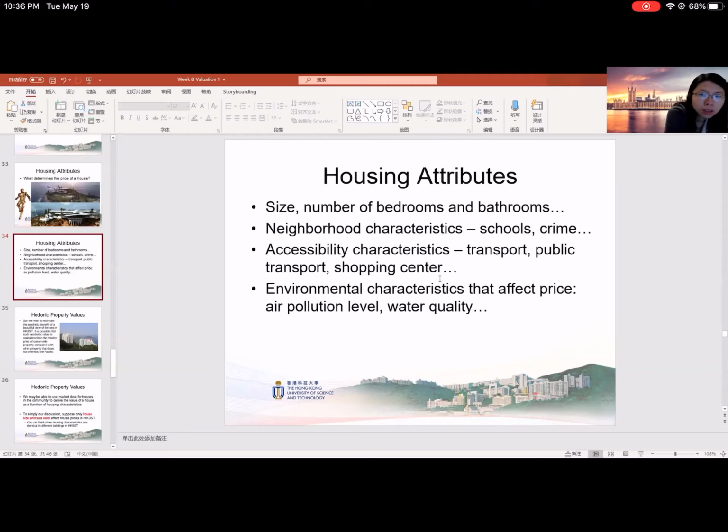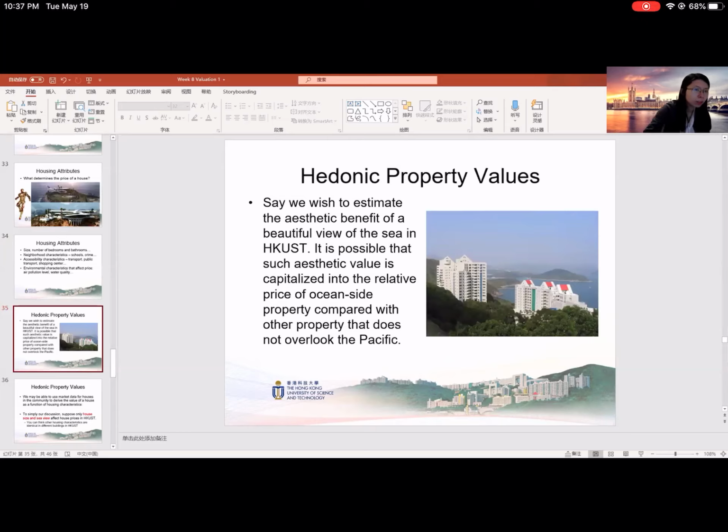So the task for us is how do we isolate the part of housing price attributable to environmental quality, conditional on all the other factors that would affect housing price, right? The hedonic approach relies pretty much on trying to control for all the other factors, holding all the other factors constant and isolating the variation, so that the variation in housing price is driven only by the explanatory variable of interest.